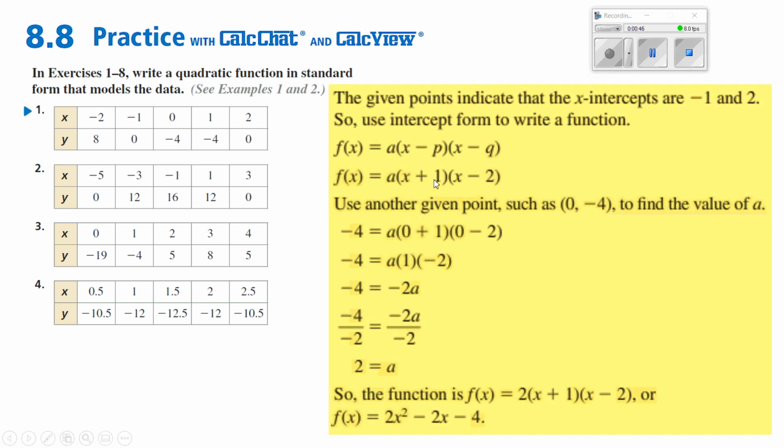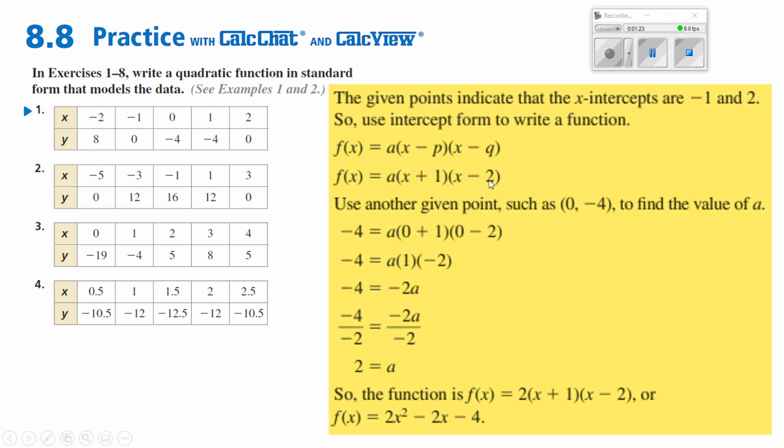Here we go. The +1 and -2, just like I said, we're putting it in this form here, not the vertex form. The given points indicate the x-intercepts are -1 and 2. That's what I said there. And so we'll use the intercept form to write the function, okay, not the vertex form. So intercept form is a times x minus p times x minus q. So negative p is going to turn this into a negative times a negative, which is a +1. Negative q, that positive times a negative would be a -2.